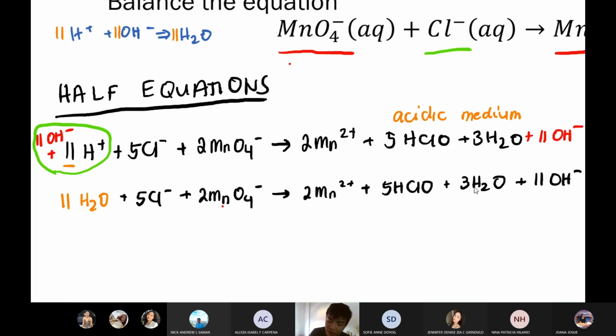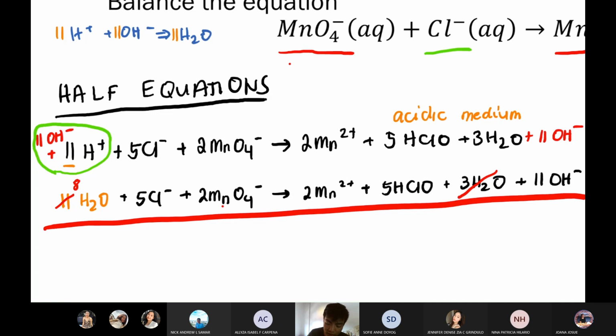So, dito, may water ka. 3. So, ito, 11 minus 3 is 8, di ba? 8, 9, 10, 8 na. So, may 8 na matitira. Kasi may 3 na water dun eh. Cancel mo yung 3 water. So, 11 minus 3 will be 8. No? May 8 matitira. Okay?